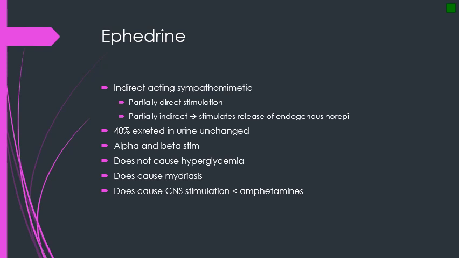Ephedrine is an indirect acting sympathomimetic. It's partially direct stimulation because it does directly stimulate as well as help to release the endogenous norepinephrine stores that are in those nerve endings. So it's direct and indirect as far as the sympathomimetic effects go. 40% of it is excreted in the urine unchanged. It does stimulate alpha and beta. It does not cause the hyperglycemia that you see with the direct acting stimulation from epinephrine.